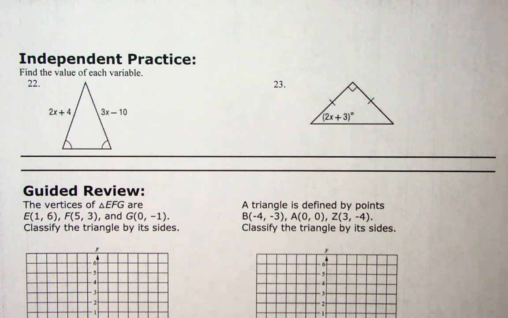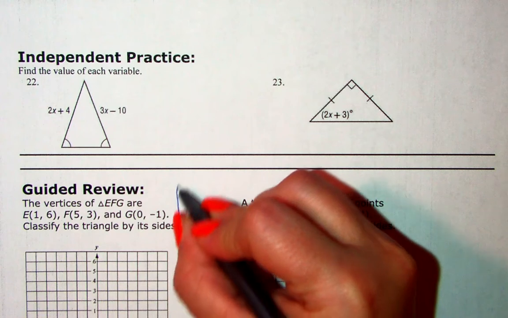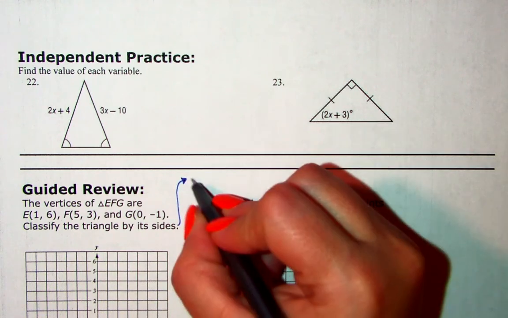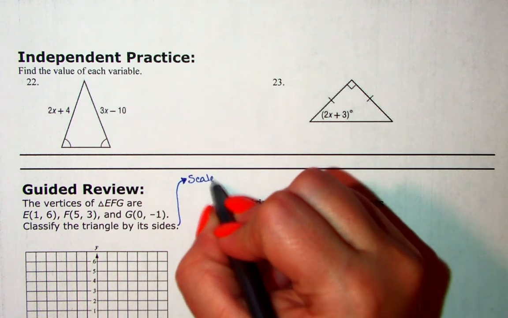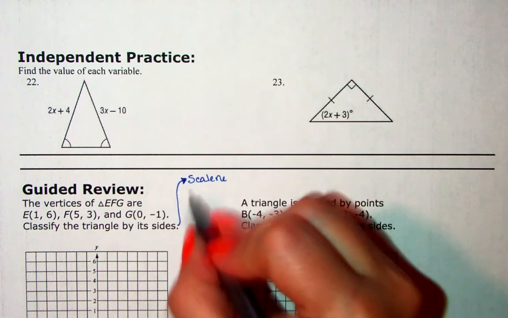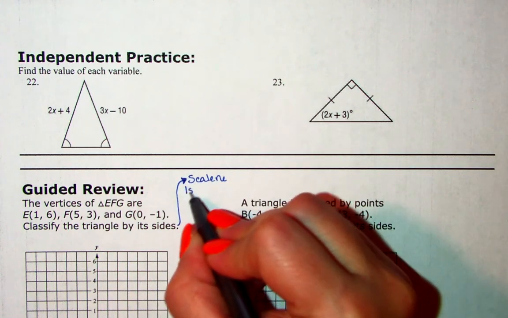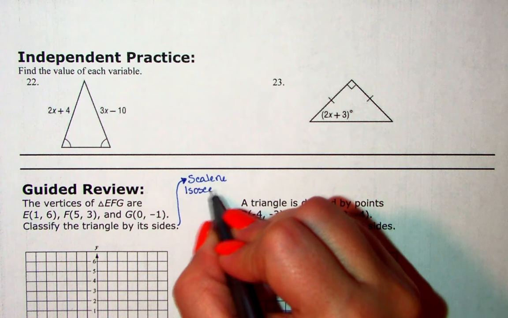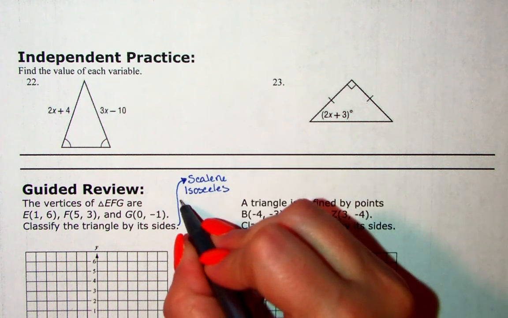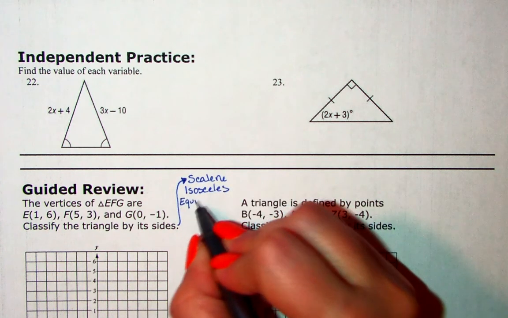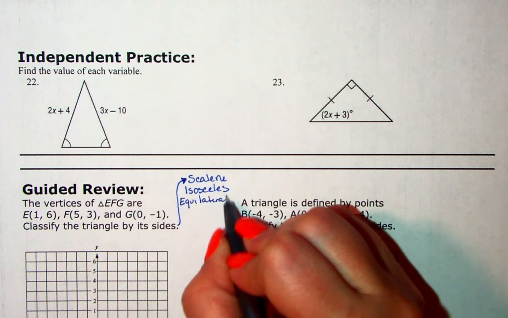When we classify a triangle by its sides, we have three options. All my sides are different, and we're scalene. Two sides are the same, and we're isosceles. All three sides are the same, meaning we are equilateral. So those are my only options.